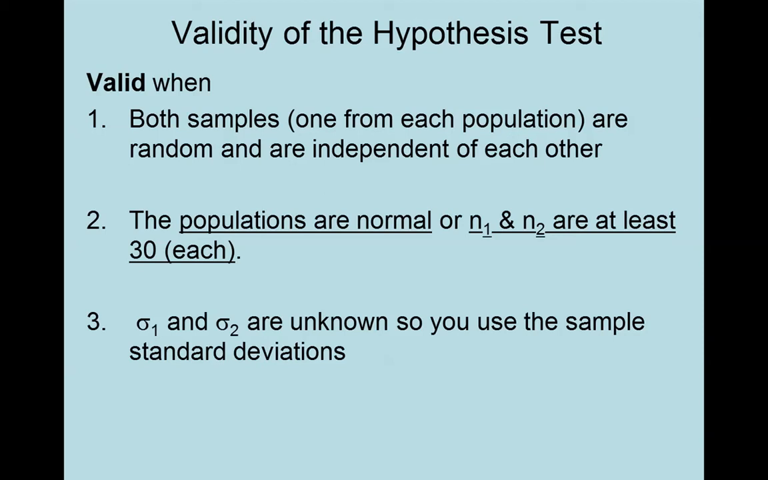Secondly, the populations are either going to be normal themselves to start with, or you need to have sufficiently large sample sizes. So you want n1 and n2, your two sample sizes, to be 30 or more as our rule of thumb for the course. And lastly, the population standard deviations are unknown, so sigma 1 and sigma 2 are unknown. So you're going to use the sample standard deviations, s1 and s2. These are pretty much the same things you do in the one population mean inference validity checks. You just have to do it twice.